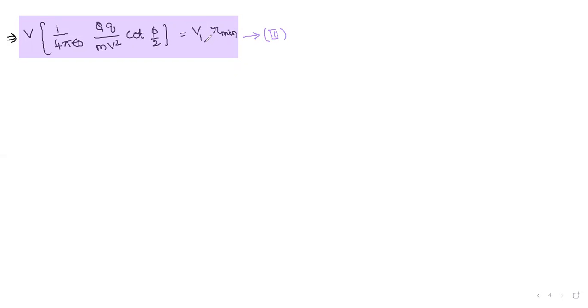Now here, if you see, I am finding out two unknowns. V1 I don't know, r minimum I require. I want to calculate that one. So here, what I have to do is use the law of conservation of energy. From there I can write, using the law of conservation of energy.